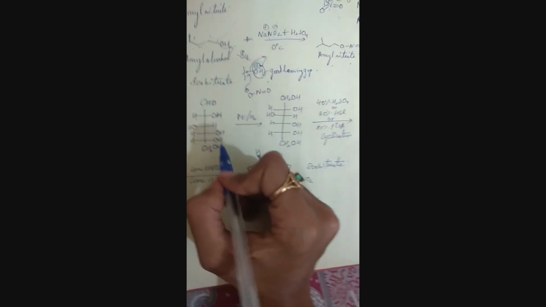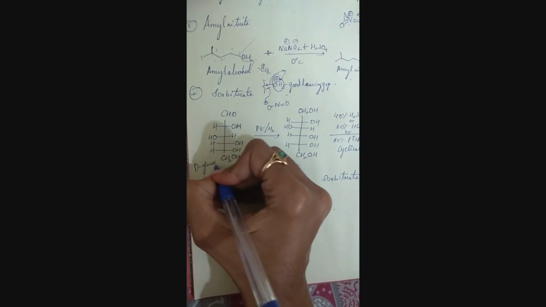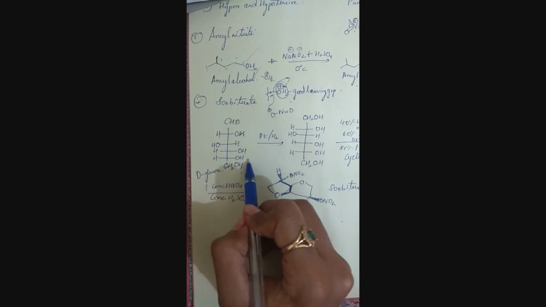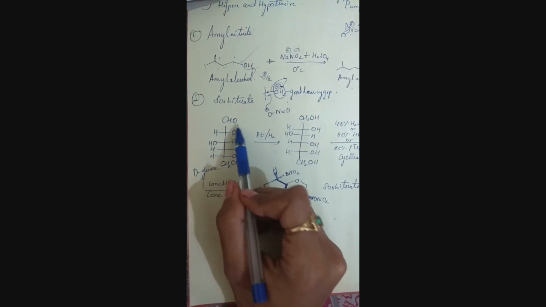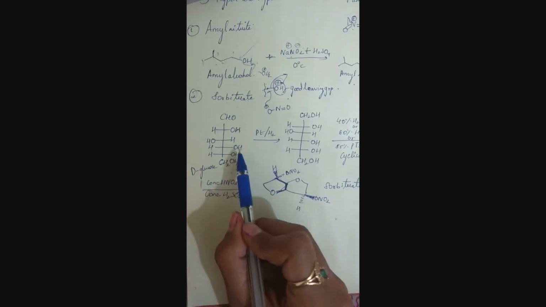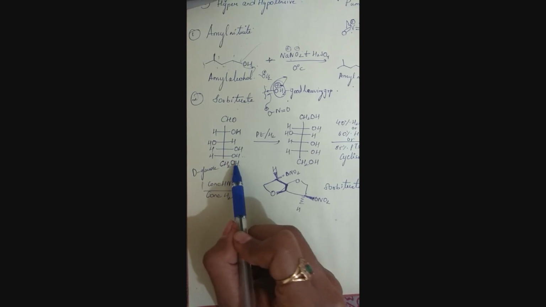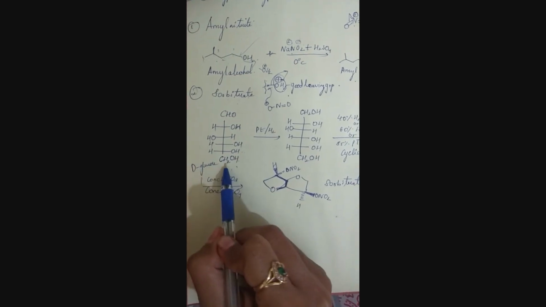Here the starting material we use is D-glucose. I hope you all know how to give nomenclature and DL notations for this. So this is a glucose structure, and as we see, the OH on the second last carbon is on the right hand side. So this is D-glucose.